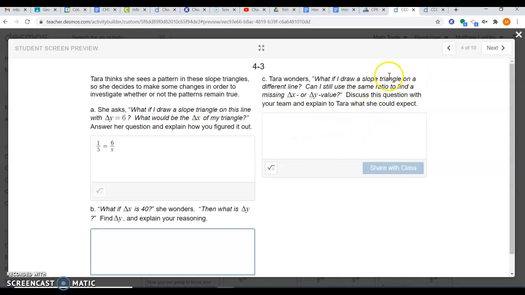The next question leads into the following. So it says, what if I draw a slope triangle on a different line? Can I still use this ratio? So like, can I still use 1/5 to figure out my x and y missing value? Or is 1/5 specific to this line? All right, so you're going to draw a conclusion here, and we're going to test it on the next slide.